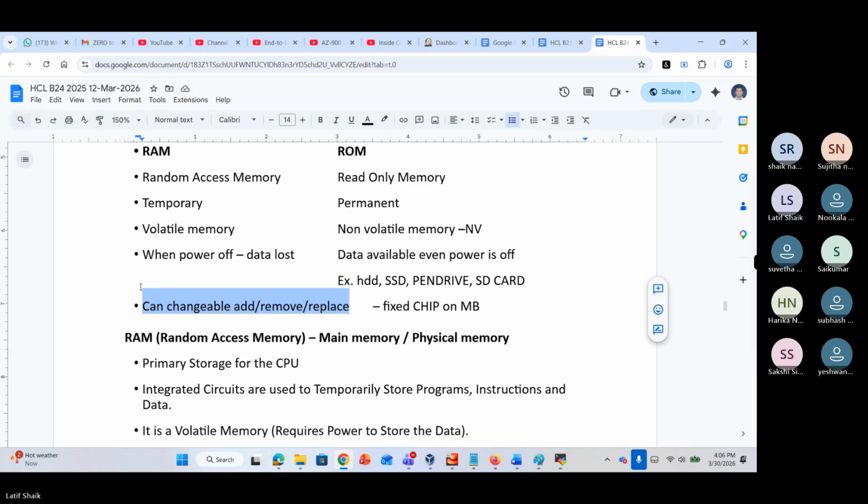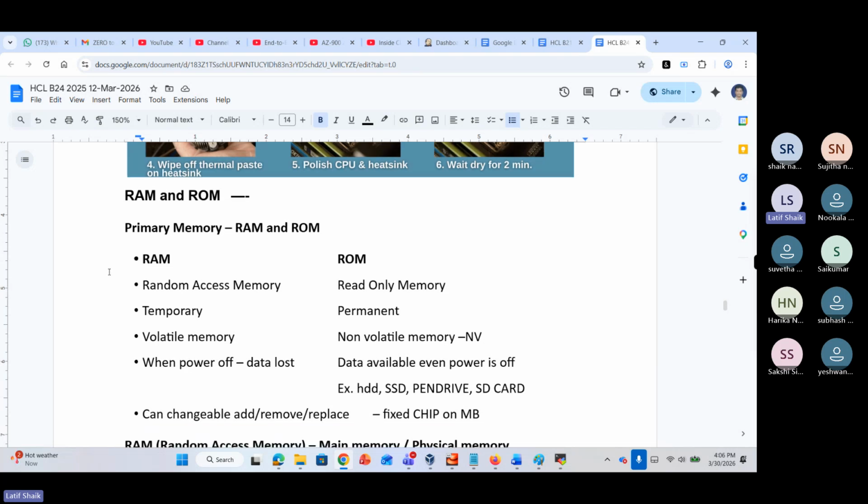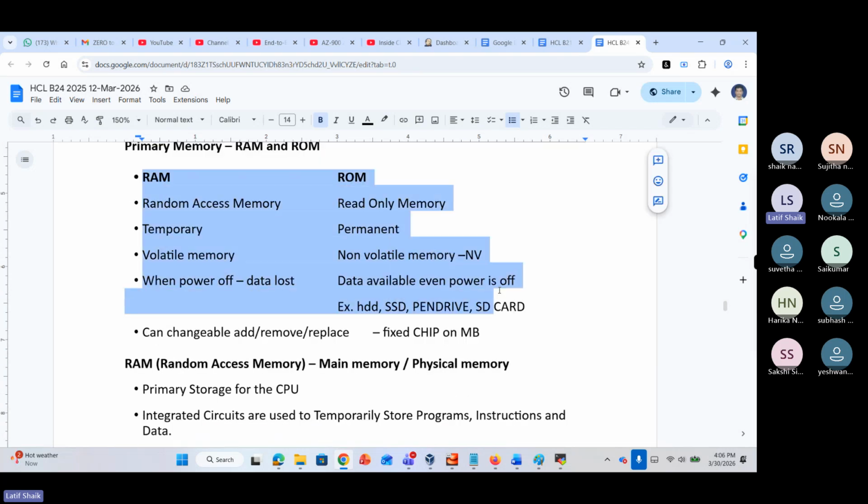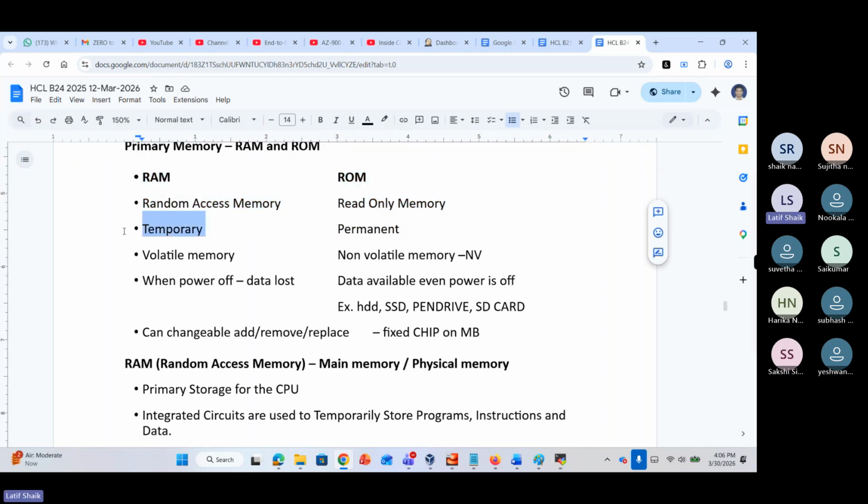Simple: what are RAM and ROM? Very important points: random access memory, read-only memory. Both are primary memories. RAM stores data temporarily. ROM data is permanent data. RAM is an example of volatile memory. ROM is an example of non-volatile memory.